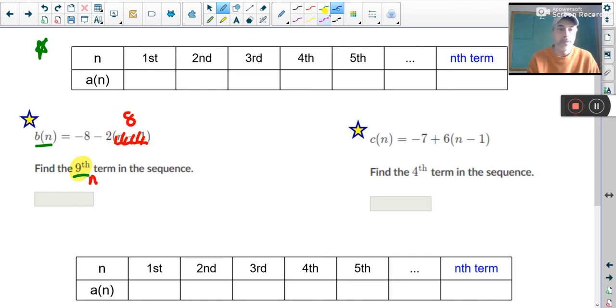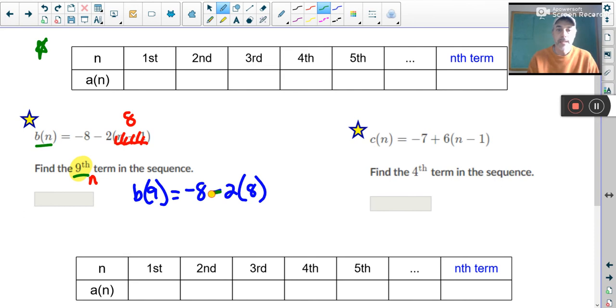And now we're back to order of operations. So I'm going to rewrite this. B of my n number, 9, equals -8 minus 2 times 8. Okay, so now we're down to order of operations again.